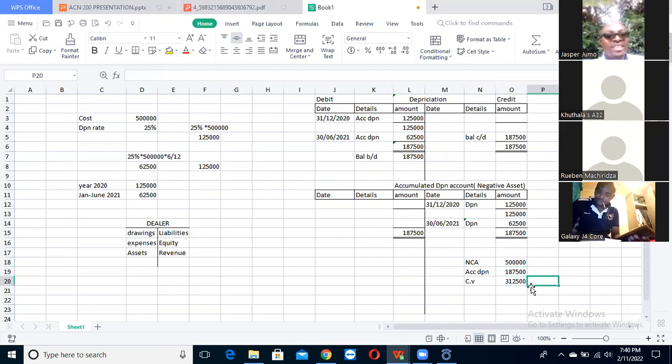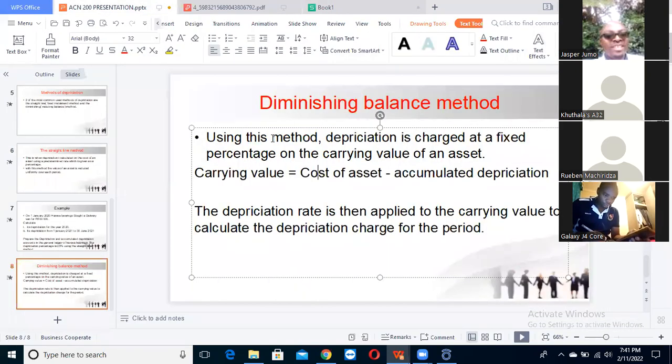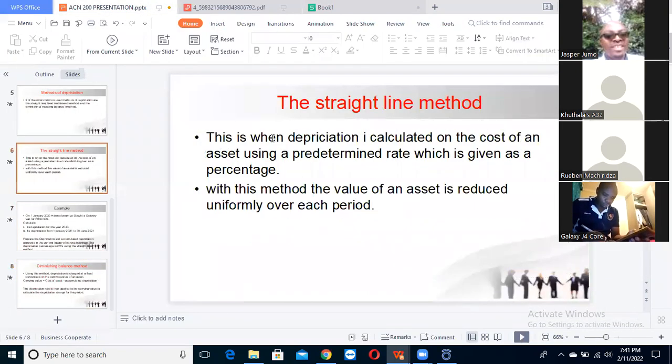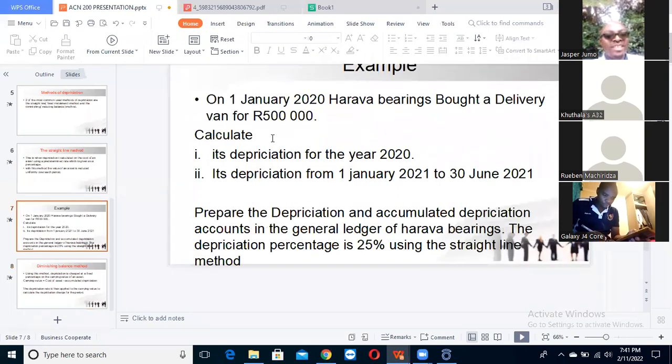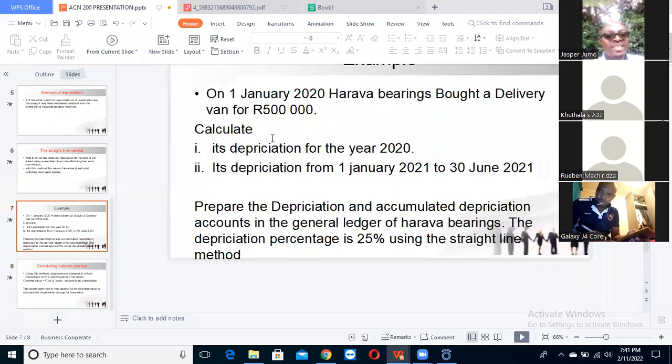So we are coming to the diminishing balance method, where we apply the rate on the carrying value, or carrying amount. You might find them writing carrying amount, and not on the cost like we were doing with the straight line method of depreciation, or the fixed installment method.